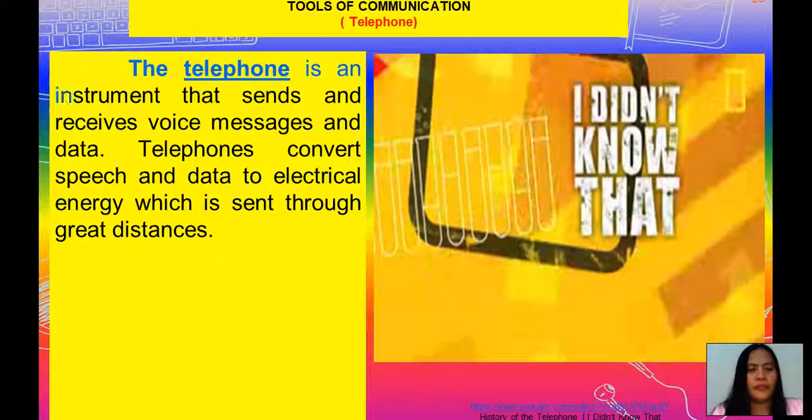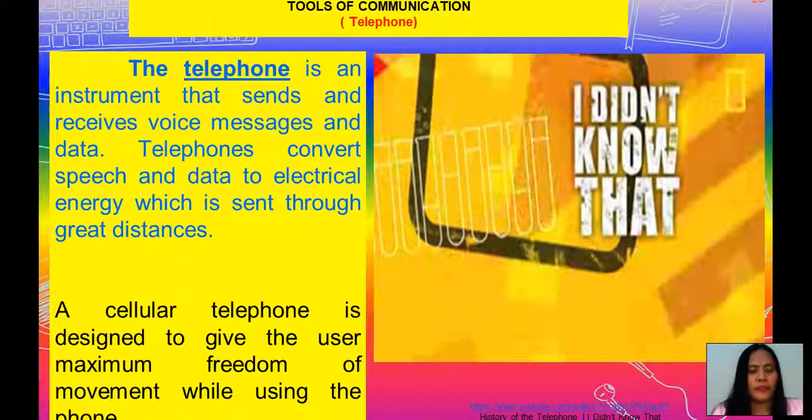The telephone is an instrument that sends and receives voice messages and data. Telephones convert speech and data to electrical energy, which is sent through great distances. A cellular telephone is designed to give the user maximum freedom of movement while using the phone. Let's watch a supplemental video on the history of telephone by I Didn't Know That program.